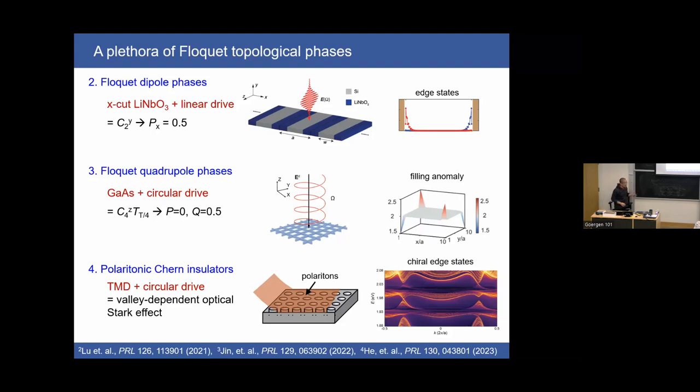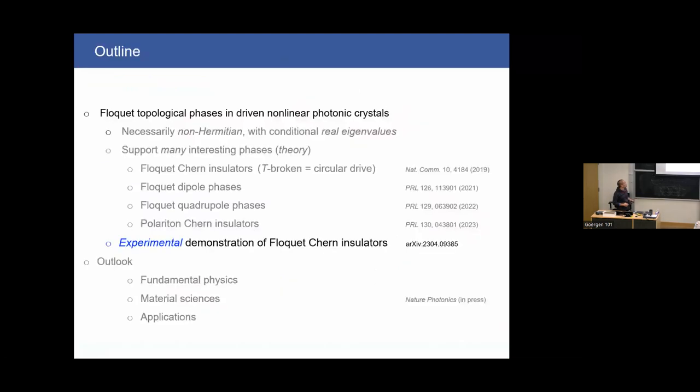Finally, we can go beyond a weakly dispersive material into a strongly dispersive material, in other words, into exciton polaritons, for example. In this system, you can shine in a circular polarized drive to couple to one of the valleys and therefore break time reversal symmetry for the exciton polaritons via the excitons. In this case, what you get at the end of the day is a polariton insulator, which also supports a unidirectional transport channel along the edge of the sample. And here are just some of the examples we have identified so far.